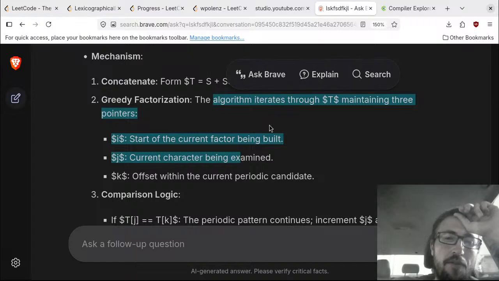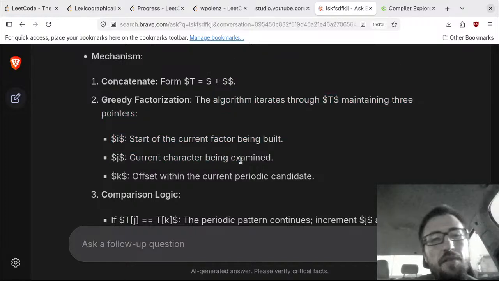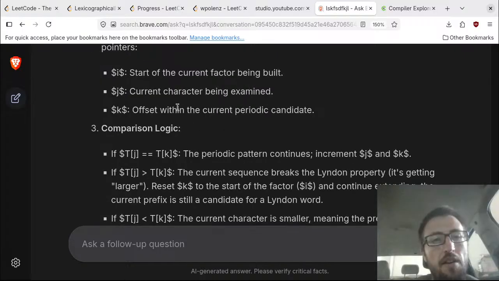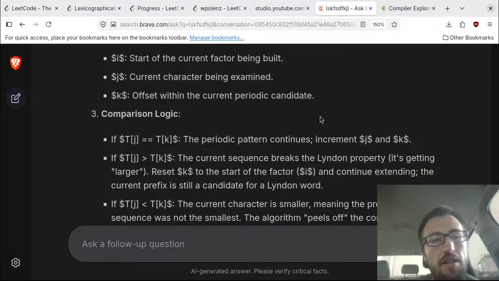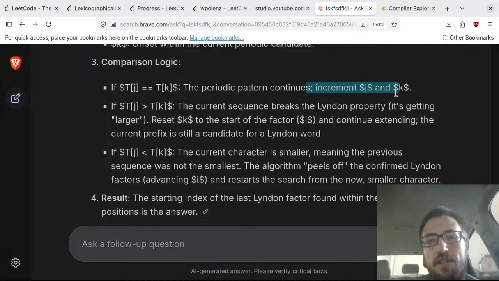Greedy factorization: the algorithm iterates through T, maintaining three pointers: the start of the current factor being built, the current character being examined, and the offset within the current periodic candidate. If T of j is equal to T of k, the periodic pattern continues, so increment j and k.